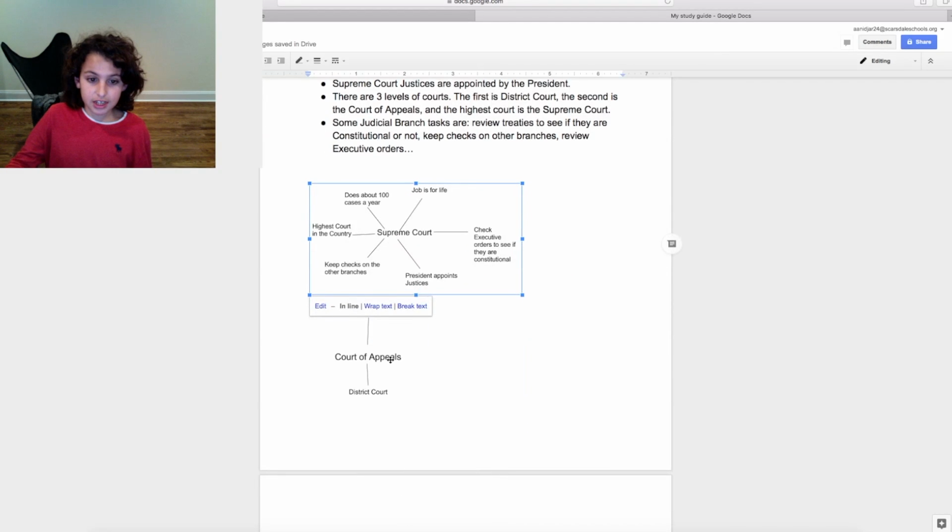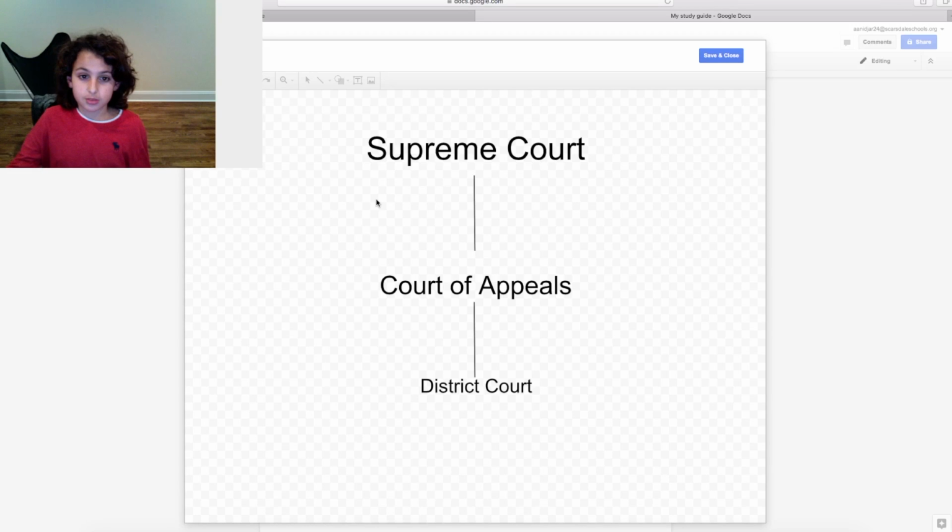And the last diagram is this. The Supreme Court, which is nice and big because it's the biggest court, best court, and most powerful court. The Court of Appeals, second, and the District Court is third, all the way down there. And a little smaller.